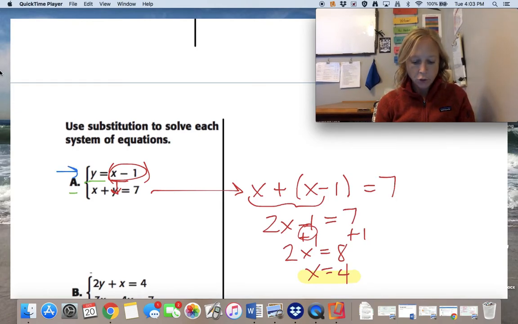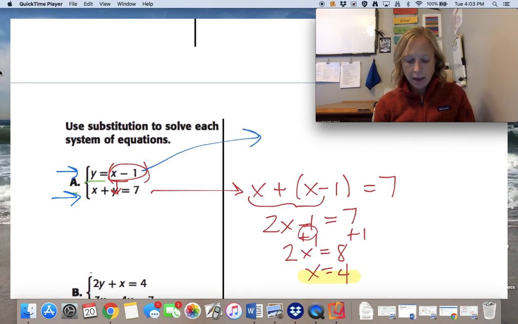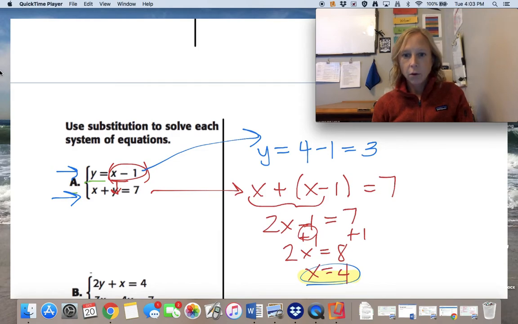So before I choose which one, let's take a look at both of them. Which equation is set up to tell me what y equals very quickly? Yeah, it's the first one. Now I could choose the second one and then do some solving. That's fine, but why not make my life easy? So I'm going to take this first equation and find what y equals, because in x's place I'm going to put the 4 that I came up with, minus 1 equals 3. So now I know that y equals 3 and x equals 4.